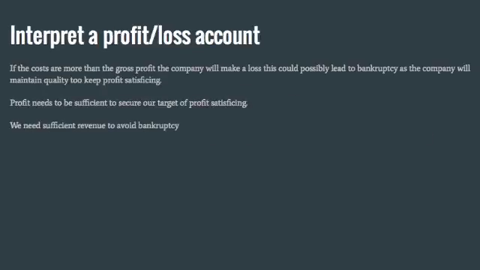Interpret a profit and loss account. If the costs are more than the gross profit, the company will make a loss, and this could possibly lead to bankruptcy, as the company will need to maintain quality to keep profit satisficing. Profit needs to be sufficient to secure our target of profit satisficing, and we need sufficient revenue to avoid bankruptcy.